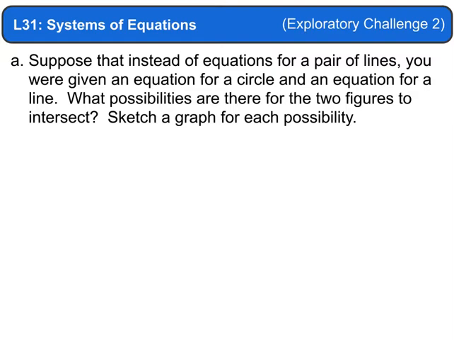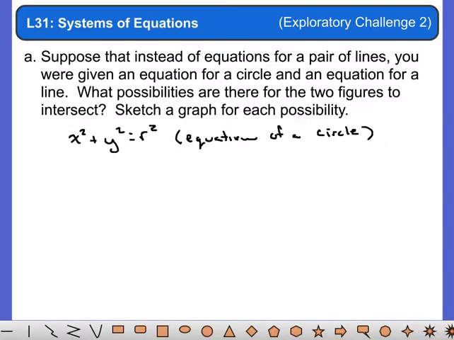And it says, suppose that we have, instead of equations for a pair of lines, you were given an equation for a circle and an equation for a line. What are the possibilities for their two figures to intersect? So the basic equation of a circle is x squared plus y squared equals r squared. Now, we can get fancier than that, but that's the very basic equation of a circle.